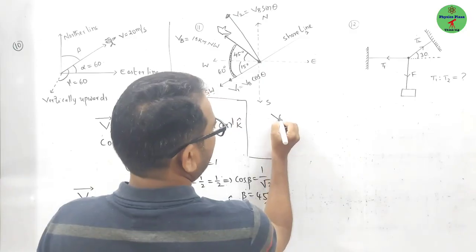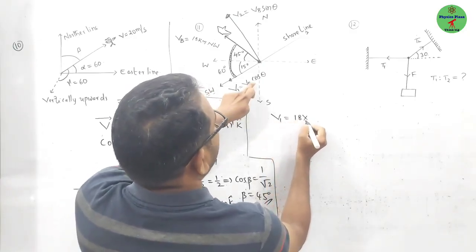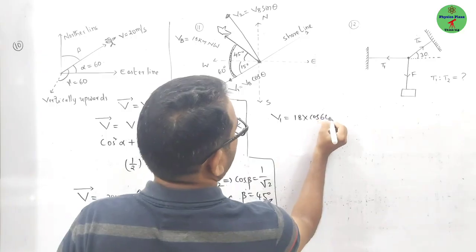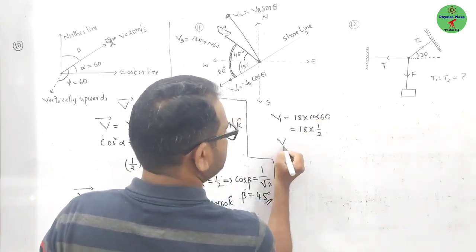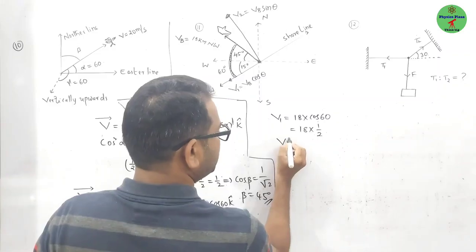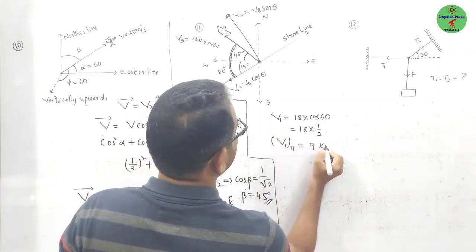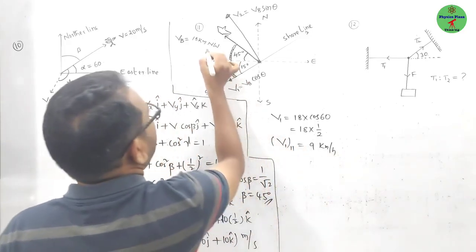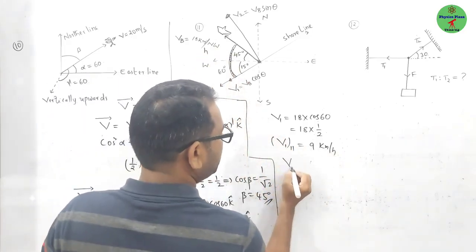So now V1 is equal to VB cos 60, how much, children? 18 cos 60. This is 18 into 1 by 2. So V1 is nothing but what, children? It's parallel to the shoreline, 9 kilometer per hour actually. Sorry, it is per hour. Okay, fine.